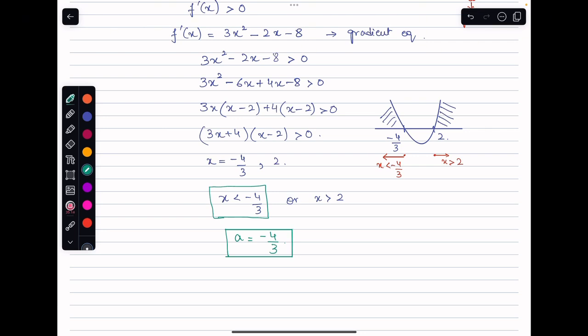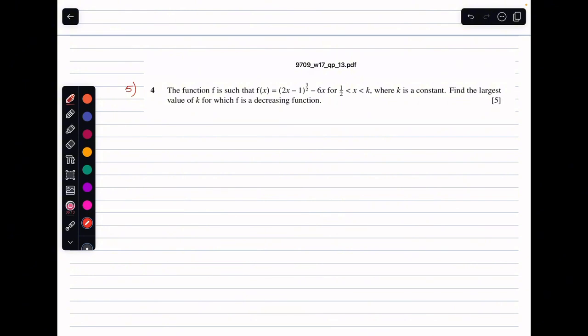Let's do another question. The fifth question for the lesson is taken from Winter 2017, paper 1, variant 3, question number 4 in the paper, and it says that function f is such that f of x is given as (2x minus 1) to the power 3 by 2 minus 6x, for 1 by 2 less than x less than k. This function is defined for these values of x from 1 by 2 till k, and k is a constant. Find the largest value of k for which f is a decreasing function.